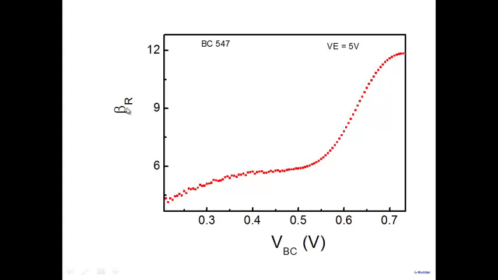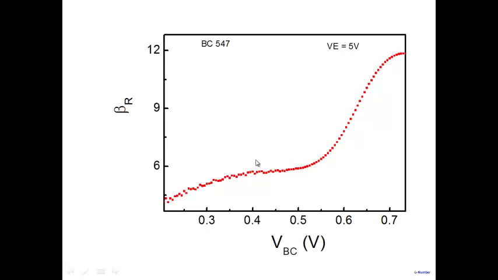This is the reverse beta. In the reverse active mode, beta R is an increasing function with a little bit complicated behavior. But if I'm around 0.5 to 0.6 volt here, my beta R is less than 10. So what I'm trying to tell you is, beta F was how much? 300. Beta R is what? If I'm here, it is about 10, less than 10.